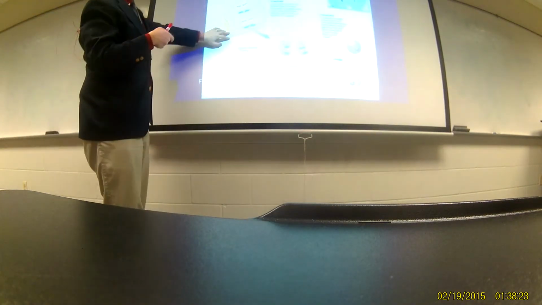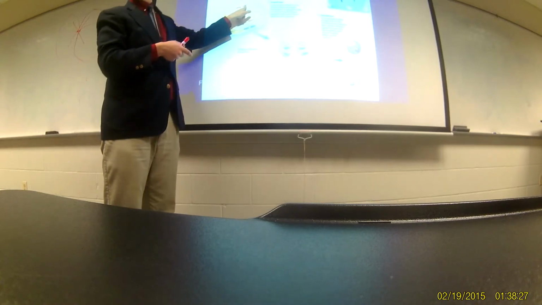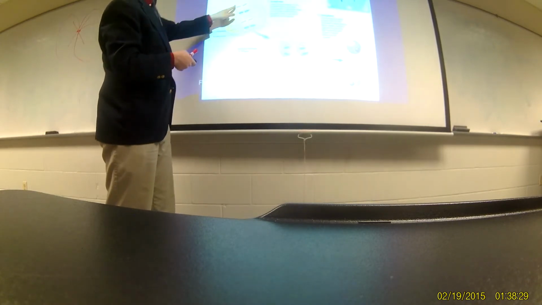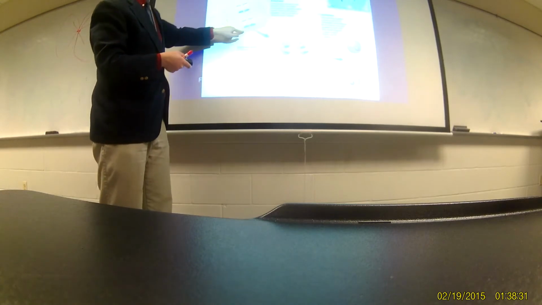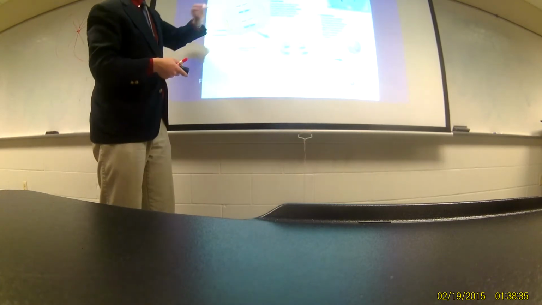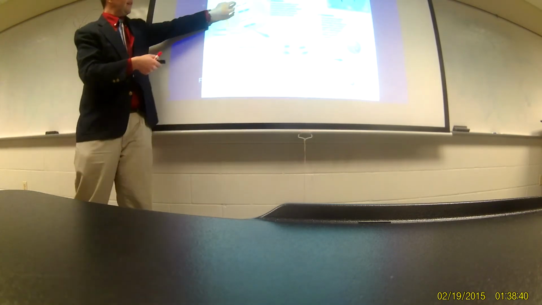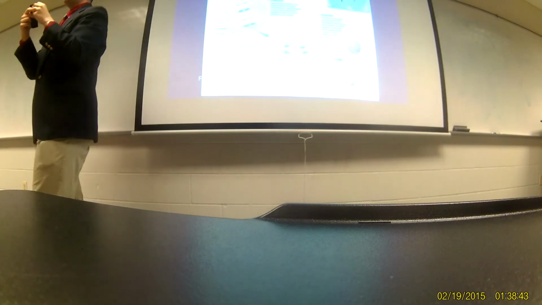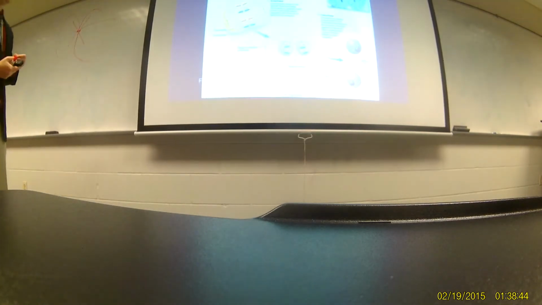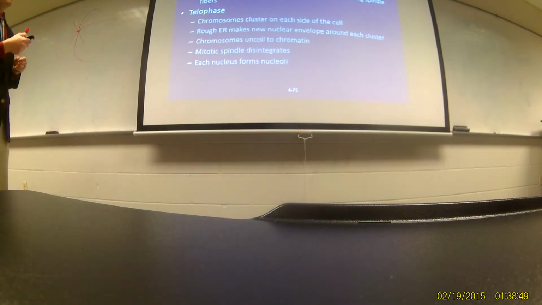So this is anaphase. In anaphase, the chromosome is broken into halves. Each half is going to one side of the cell. And then you can see that the cell is just barely starting to make this kind of fold here, where you can see where it's going to divide in half. So that is anaphase. And then in the next part, we have telophase.